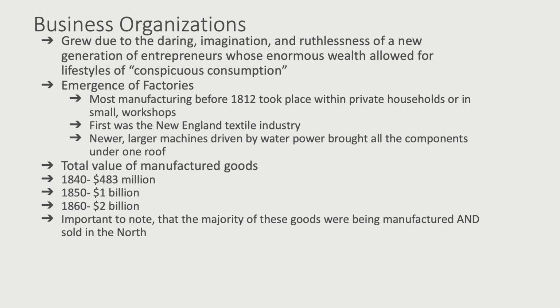And it's important to note, going back to our map from just a few minutes ago, that the majority of these goods were being manufactured and sold in the north. They're not shipping a lot of things to the south. They're shipping a lot of things westward or keeping them in the northern states. But a lot of this innovation, a lot of this money from manufactured goods is not going into the south. And this is one of the things that's going to start to separate even further the economics of these states.